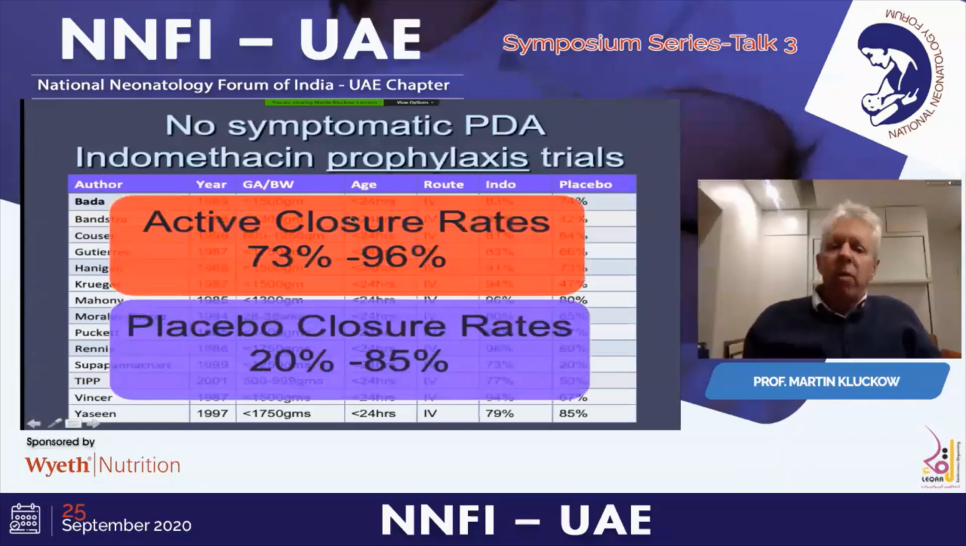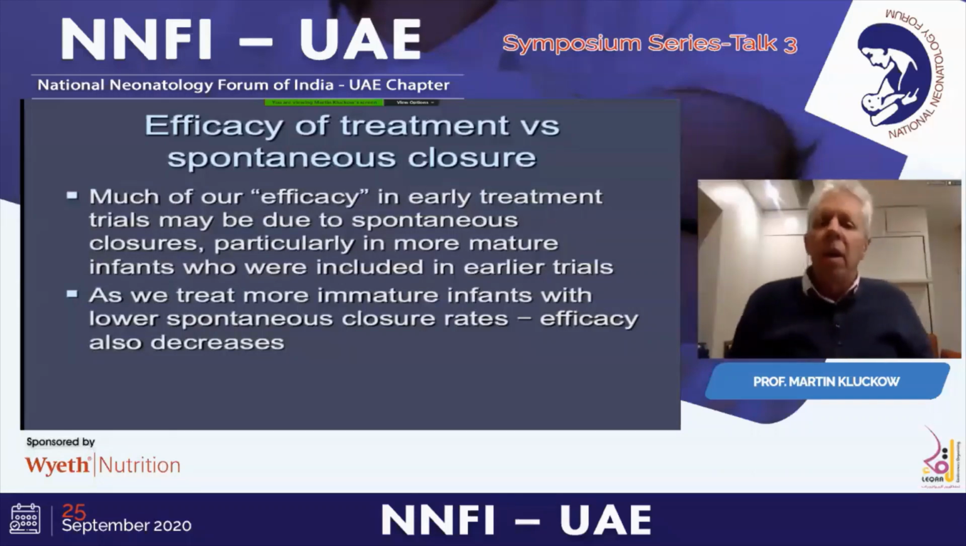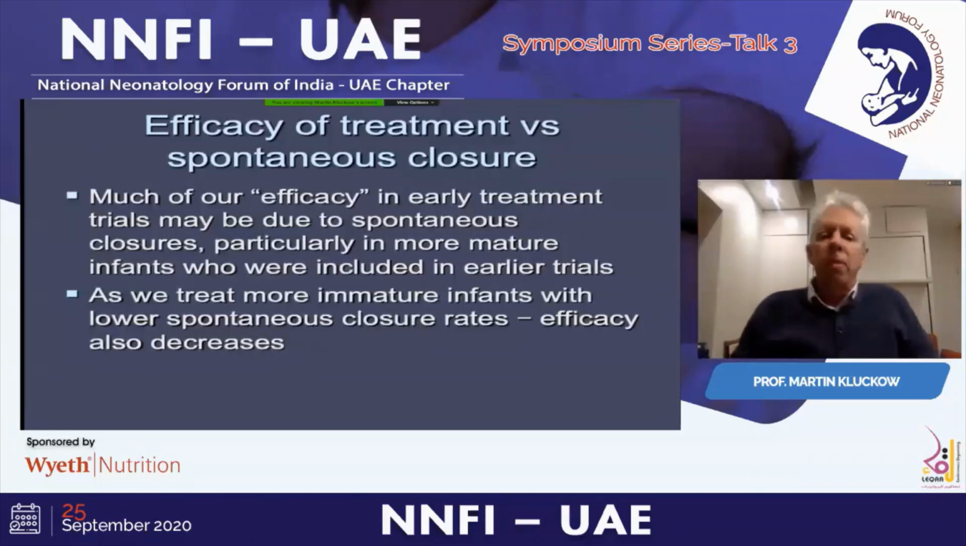So in fact, when you look at this, much of the efficacy that we saw in early treatment trials may be due to spontaneous closure, particularly when we do trials in more mature infants. Babies, for example, who are more than 30 weeks have a very high level of spontaneous closure. And if we give them a non-steroidal treatment at the time that they're spontaneously closing their ducts, we may ascribe efficacy to the drug when it's actually the spontaneous closure which is occurring.